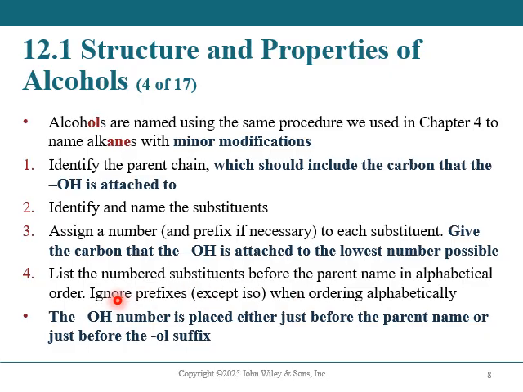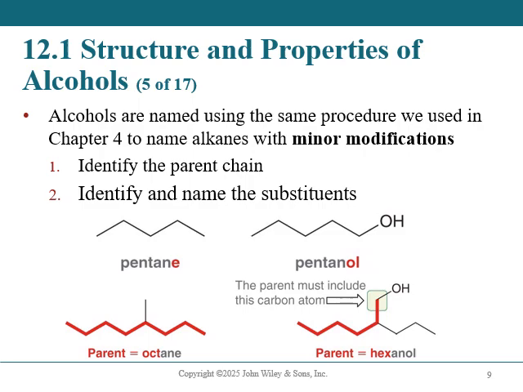List the number of substituents before the parent name in alphabetical order. Ignore prefixes except for iso when ordering alphabetically. The hydroxyl number is placed either just before the parent name or just before the OL suffix. Here we have a few examples. We have pentane, so our parent chain would be consisting of 5 carbon atoms. And if we have an OH on either end, then it will be pentan, right? Pentane, pentan, and then OL, all for indicating that we have an alcohol, so pentanol.